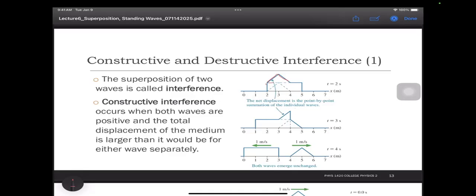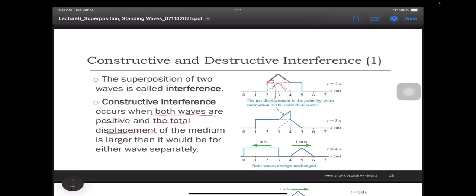Usually, constructive interference occurs when both waves are positive, and the total displacement of the medium is larger than it would be for either wave separately. You can see this is A, this is B, and they will add with each other, and then the total displacement of the medium is larger than it would be for either wave separately.